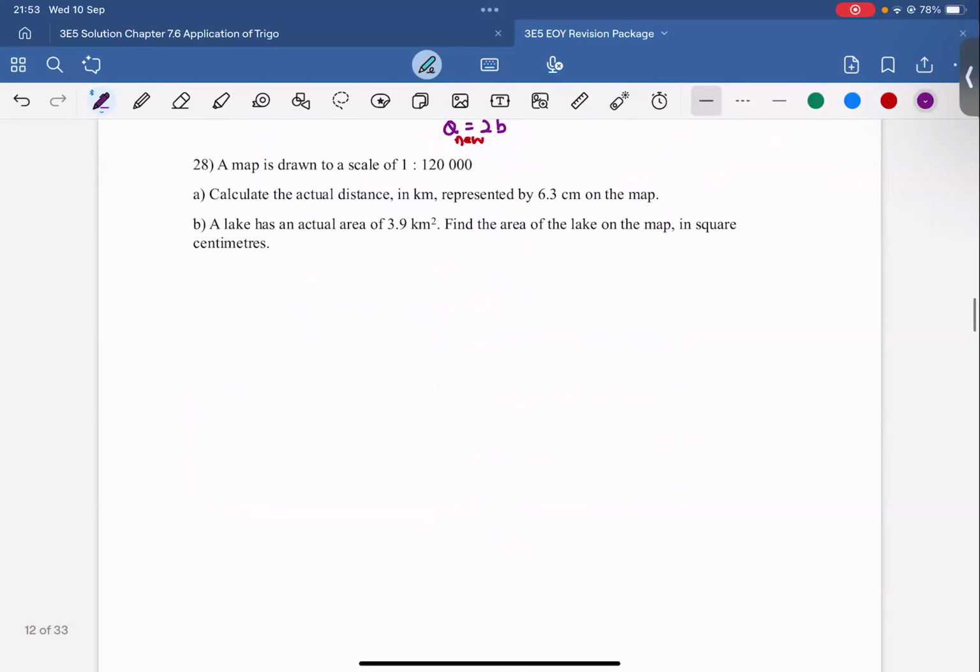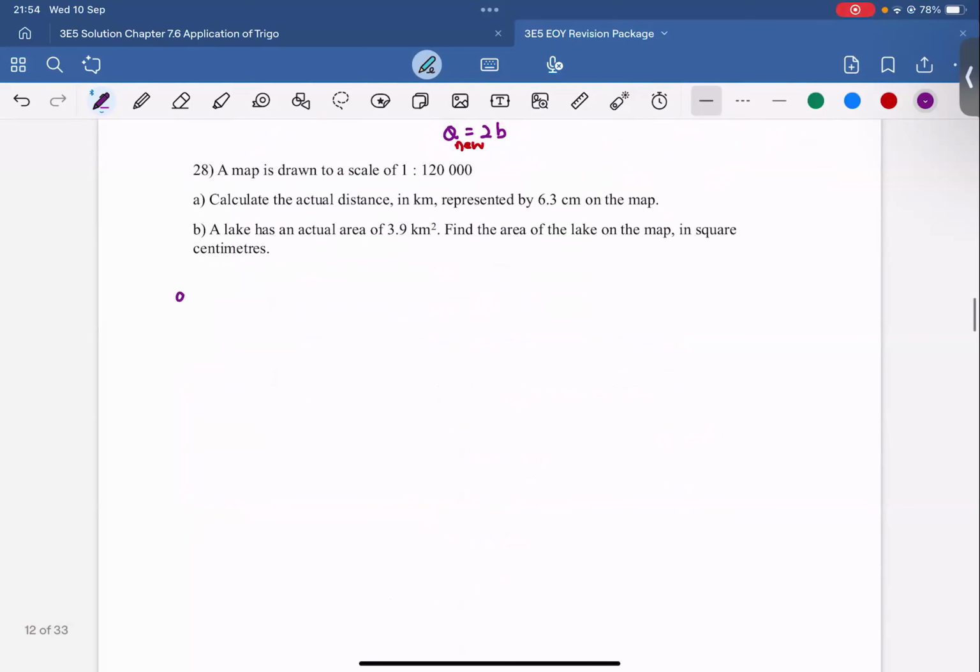Okay, 28, map and scale. Map and actual is always 1:120,000. What units do we put? Always put cm. Why? Because your map normally is in cm, it cannot be in meter or km. Okay, but however, the 120,000 cm is not a very friendly number to use. So change it to meter.